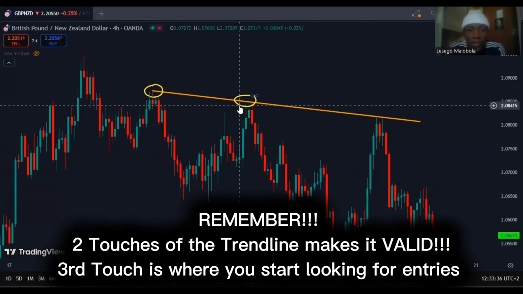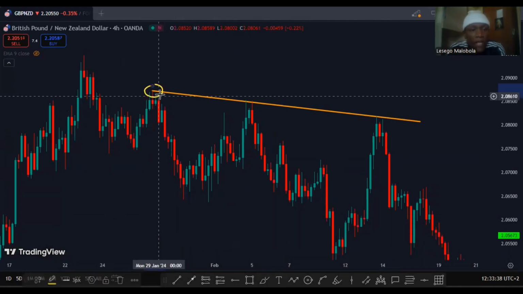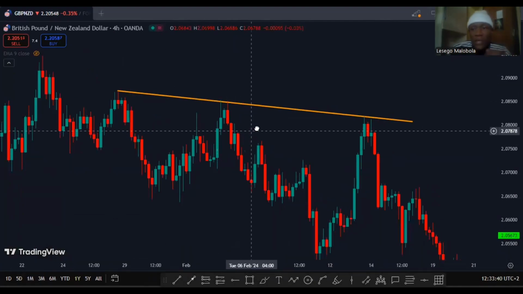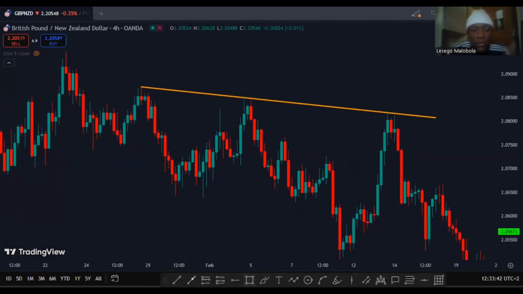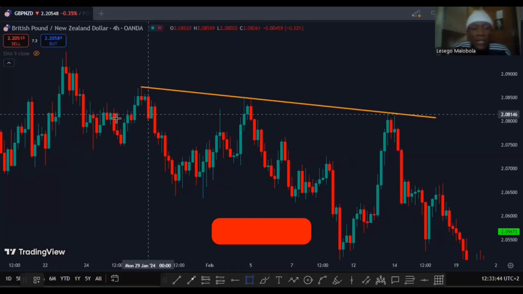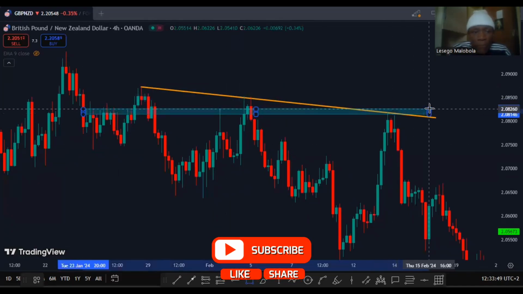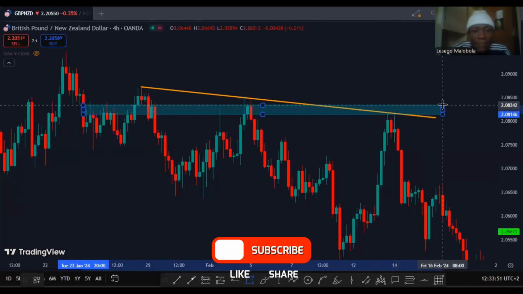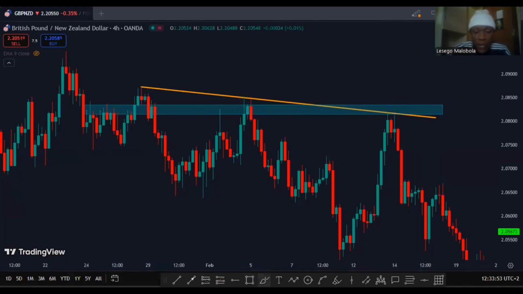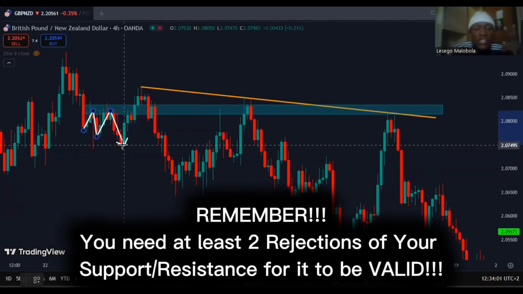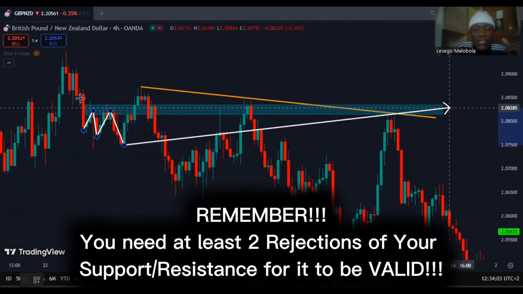So this is something that we are looking for in the market. Now that we've identified our market structure, what are we gonna do? We're just gonna simply look for support and resistance, guys. If I just look at price clearly right over here, I can see that we do have a nice resistance level, guys. Why do I say that? Because we can clearly see that price went up here, rejected once, went up again, rejected twice. 2 rejections already, guys, confirms this whole resistance to be valid.